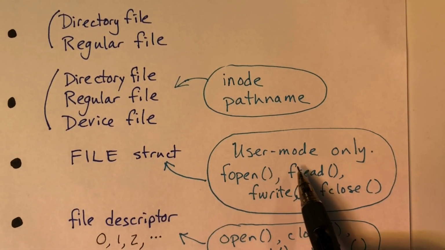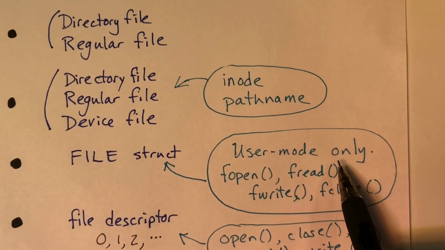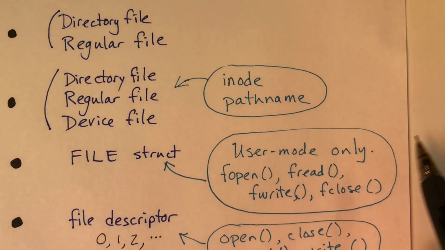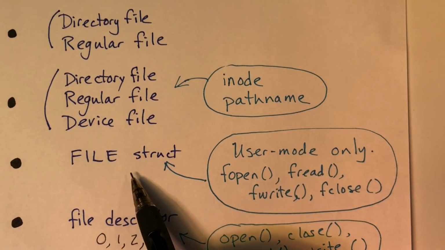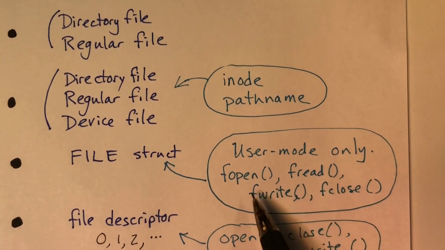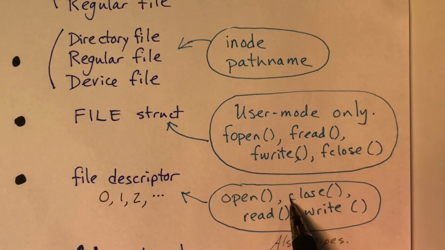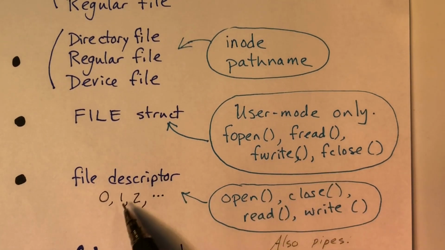C programmers will be familiar with a structure called FILE in capital letters. This is a user mode only structure. In other words, it lives only in the user's virtual address space, and the kernel doesn't know about it at all. There are a number of library functions like fopen, fread, fwrite, and fclose that use this FILE structure, but these are not system calls. Instead, to get their work done, they use system calls like open, close, read, and write. So these communicate with the kernel by referring to files using a file descriptor.